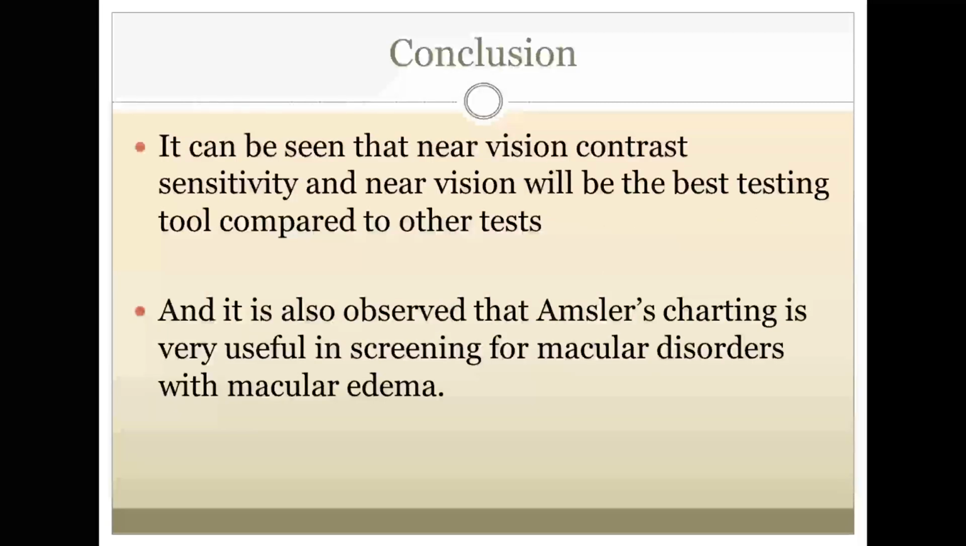To conclude, near vision contrast sensitivity was the most sensitive test compared to all other tests, and basic near vision can also help us in screening macular disorders. It was noted that Amsler's charting was very useful in screening for macular disorders with macular edema rather than without macular edema. So it can be used as a screening tool for monitoring and also assessing the progress of treatment in the various macular disorders.